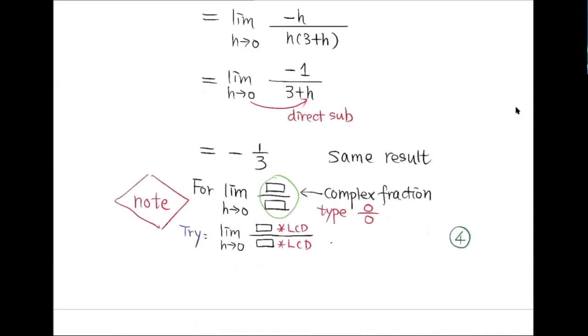So after this example, I want to point this out to you guys. So for the limit of a quotient, and if this quotient over here is a complex fraction of type 0 over 0, then one way to deal with that is we can try to times the LCD up and down to simplify that complex fraction, and then later on you can divide out the common factor up and down.